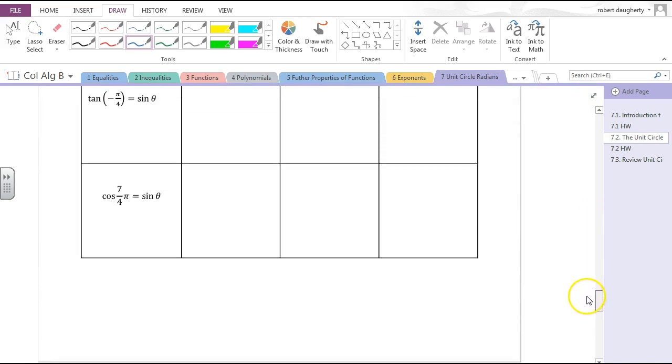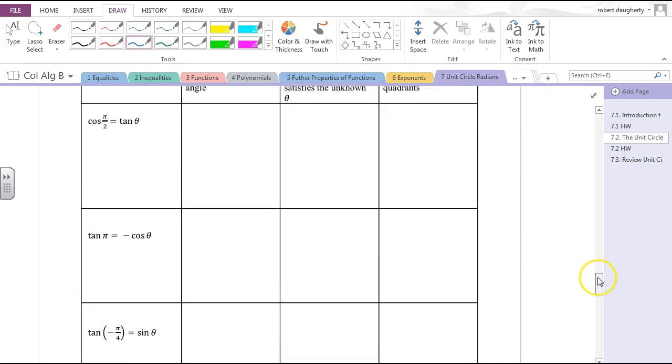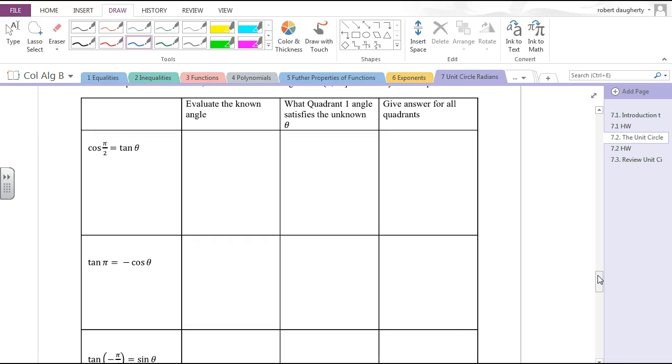Now, the third kind of problem, just like we saw before, you're combining both of these into one. So you've got something that you know on one side of the equation, and you have an unknown on the other side of the equation. So work with what you know. Figure out what is the cosine of pi over 2. At pi over 2, that is this angle right here at the top of the unit circle. So what's the definition of cosine? Cosine is your x-coordinate. On that point of the unit circle, your x-coordinate is 0. So this is 0. Okay?